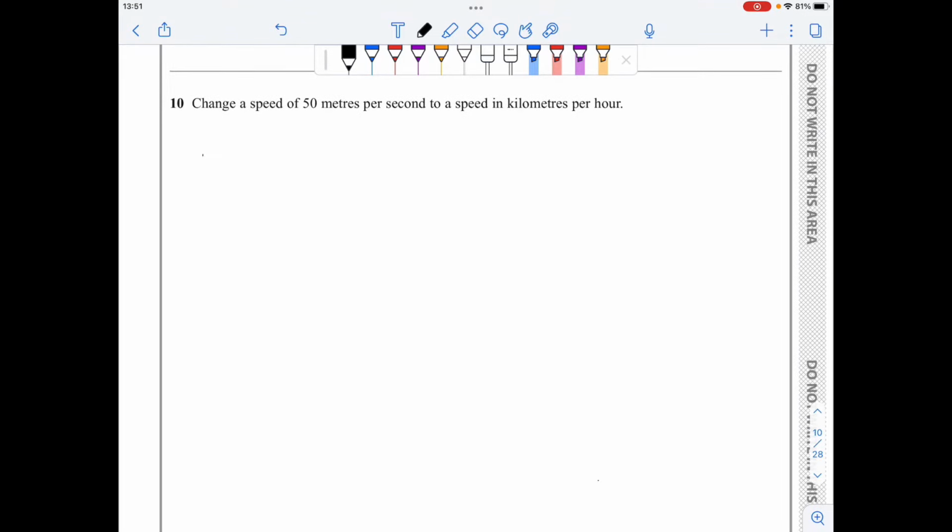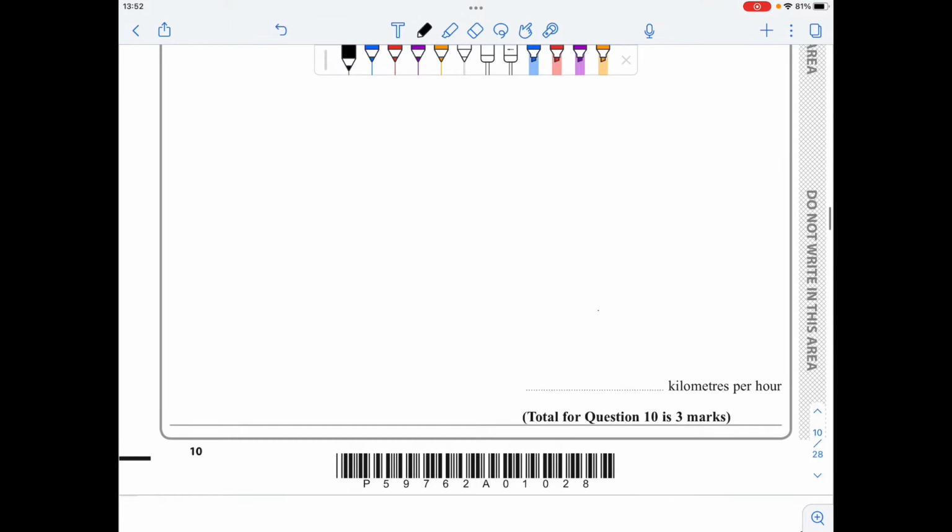In question 10, I have 50 meters per second. This is like saying 50 meters over 1 second. I need to convert this into kilometers per hour. Now, 50 meters when converted to kilometers, these are divided by 1,000, and to convert 1 second into hours, I'll first divide by 60 to make it into minutes, and then by another 60 to make it into hours. If you put this on the calculator, it's going to give you 180, and these are kilometers per hour.